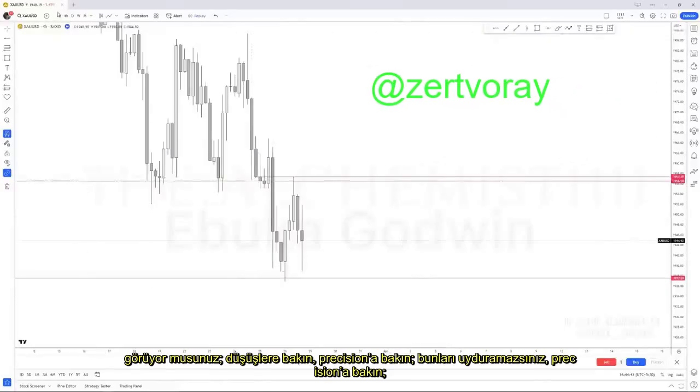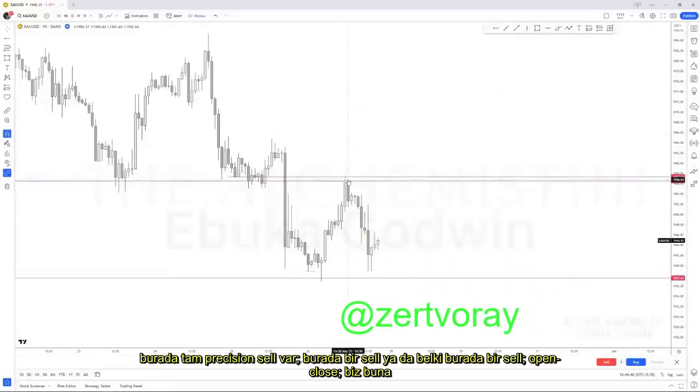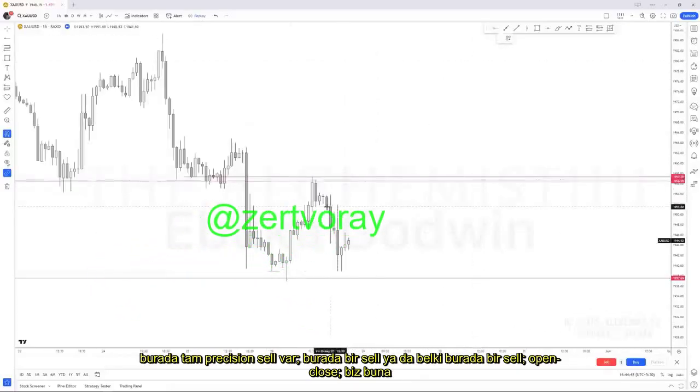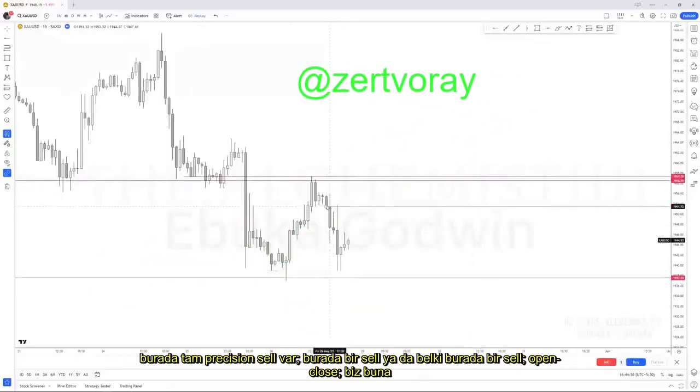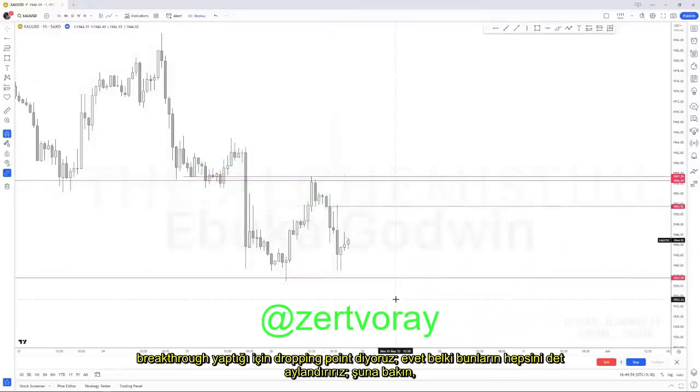You can't make these up. Look at the precision. Sell, a sell here, or maybe a sell here. Open, close. We call this a dropping point because it broke through. Yeah, we will go through all that. Look at this. Another drop in here.